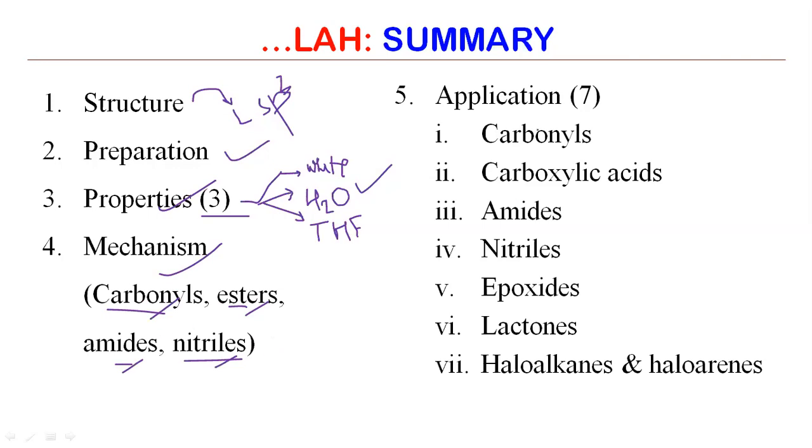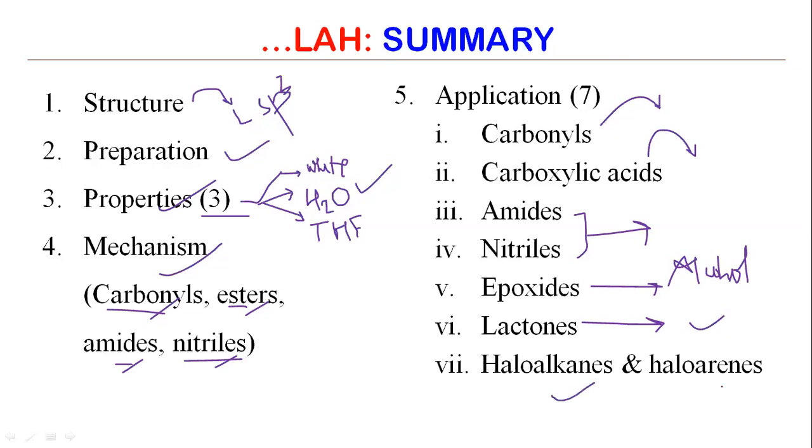All right, so we talked about the applications. Carbonyls can be converted into alcohol. If it is aldehyde, then it can be converted into primary alcohol. If it is ketone, then secondary alcohol. If it is carboxylic acid, then primary alcohol. If it is amide or nitrile, then it gives amines. If it is epoxide, then it gives alcohol. One thing we should remember is that the attack takes place from the less hindered position. That is obvious, because of less steric crowding. If it is lactone, then we get diols. If it is haloalkane or haloarene, then we get the corresponding alkanes. So these are the 7 applications we have discussed.